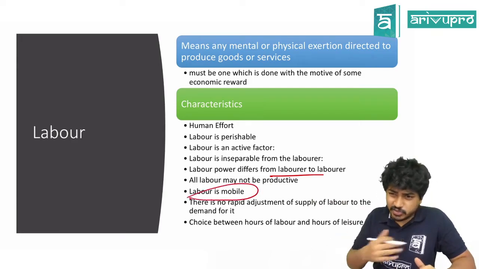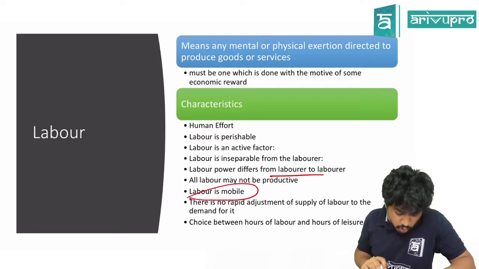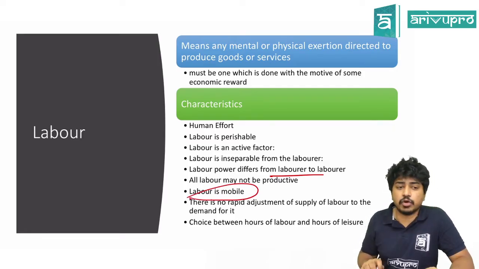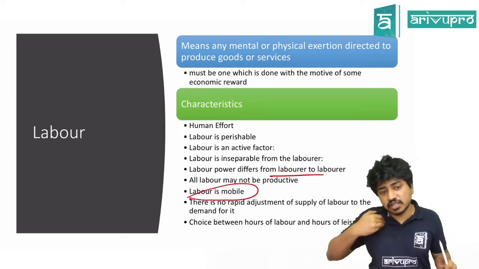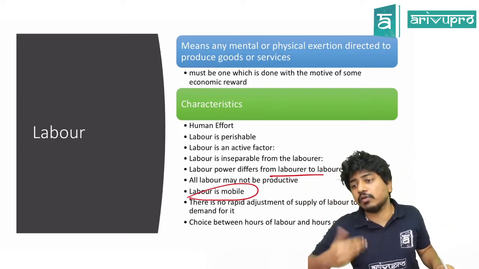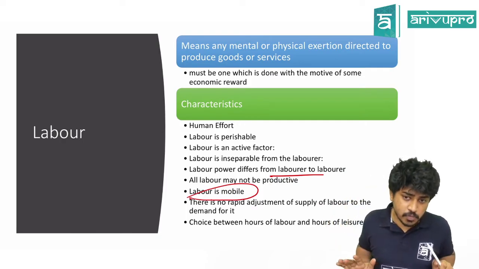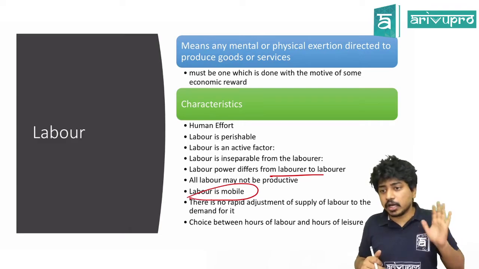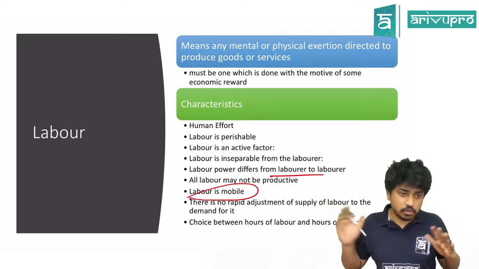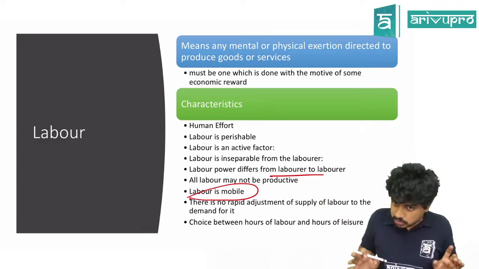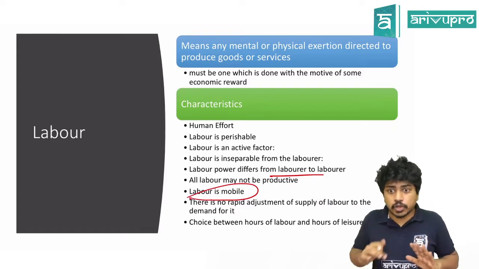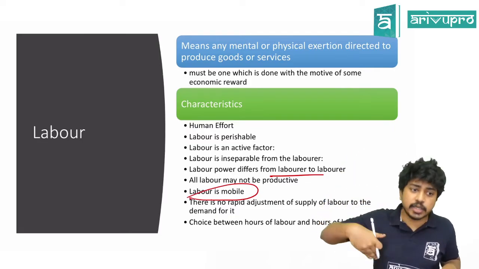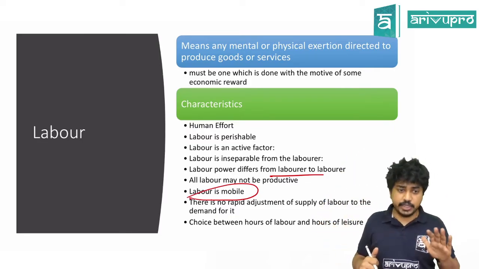Labor is mobile, that is, you can move around. There is no rapid adjustment of supply of labor to the demand for it. You can't increase or reduce the labor force immediately. Can you hire thousands of people immediately? No. Can you fire thousands of people immediately? No. Protests and all will happen. You cannot increase or decrease the supply of labor rapidly.